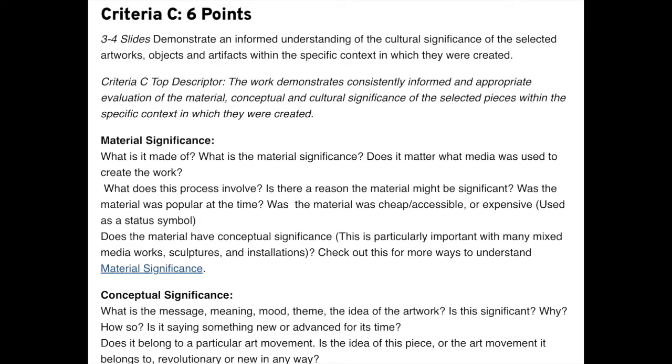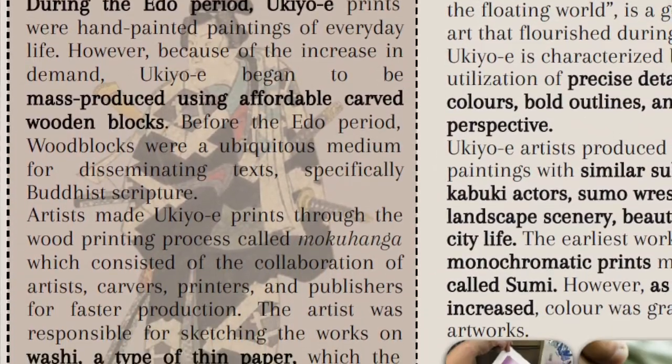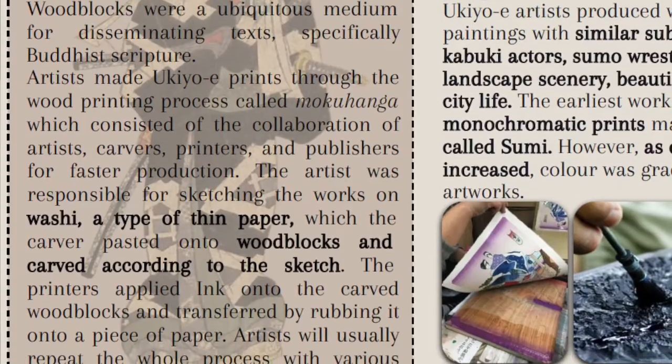And I suggest about 3 slides for this, one for each artist. And you should demonstrate an informed understanding of the cultural significance of the selected works. What does that mean? You have to think about, and a lot of students forget this one, this is super important, the material significance. What is it made of? Does it matter what media was used? It does matter that the artist used oil paint instead of watercolor, or used a found object of a car door versus constructing something to look like a car door.